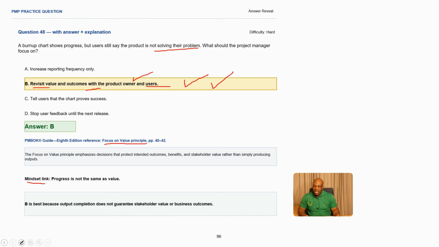The best mindset here is progress is not the same as value. So you must make sure that you are providing value to the customers or to the users, not just making progress. Making B the best answer because output completion does not guarantee stakeholder value or business outcomes. Making B the best answer in this.